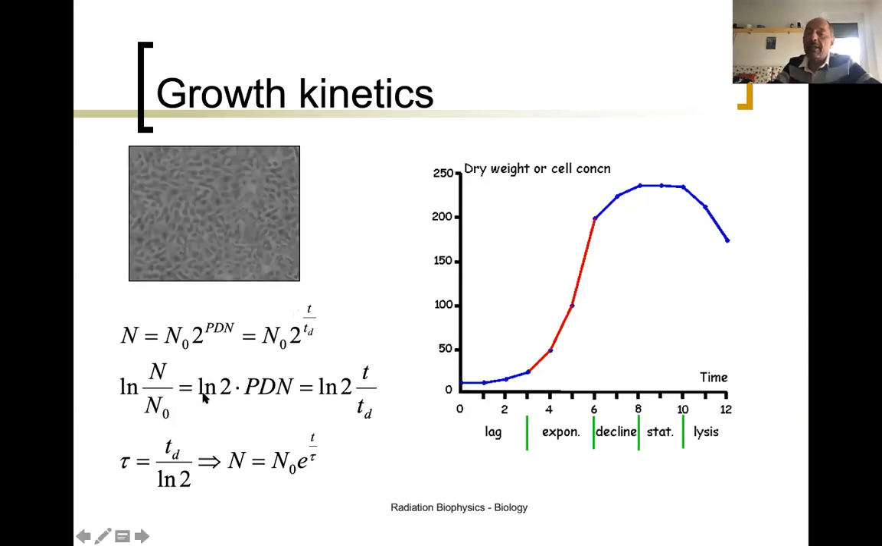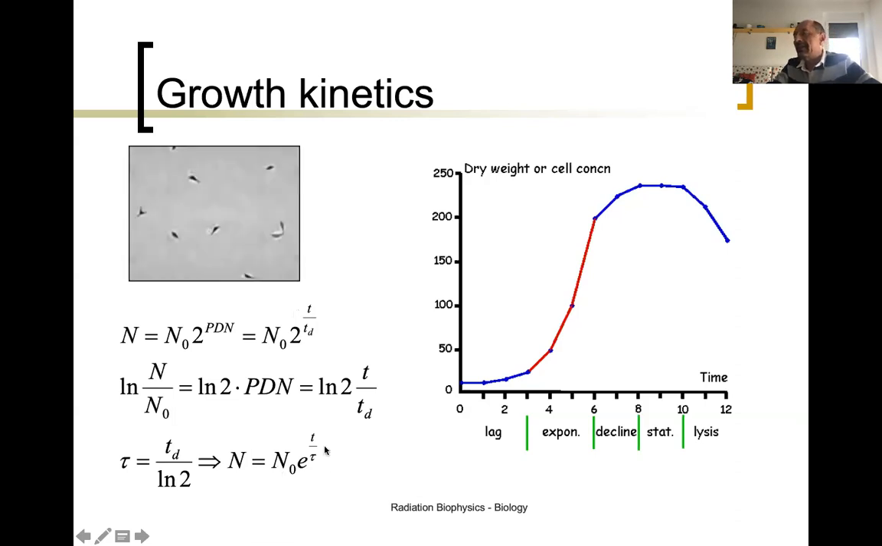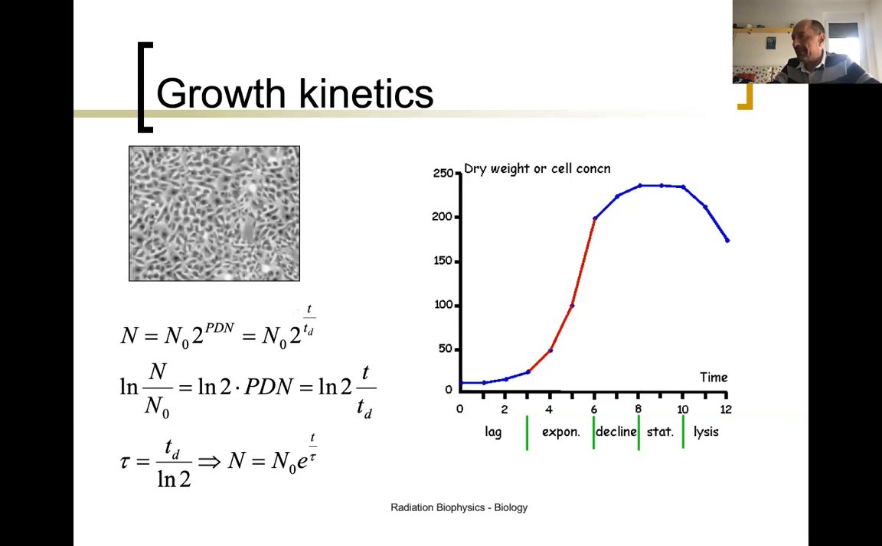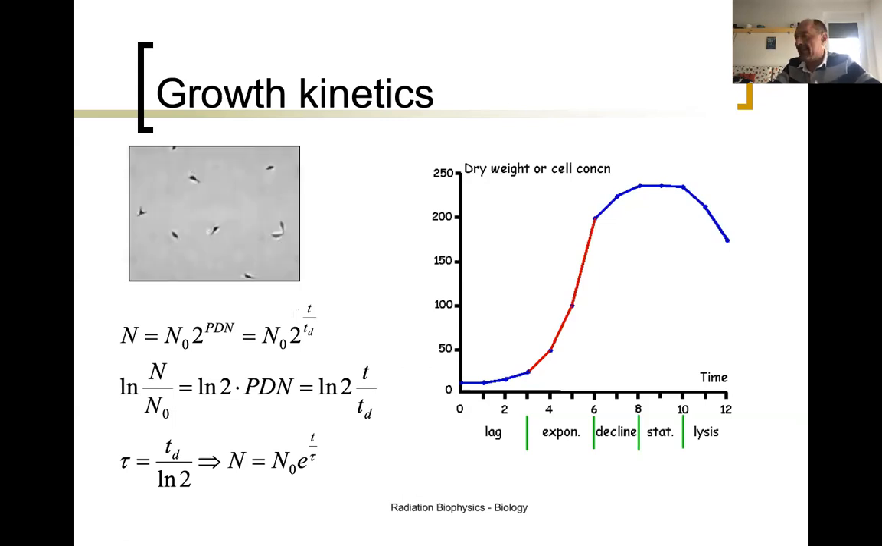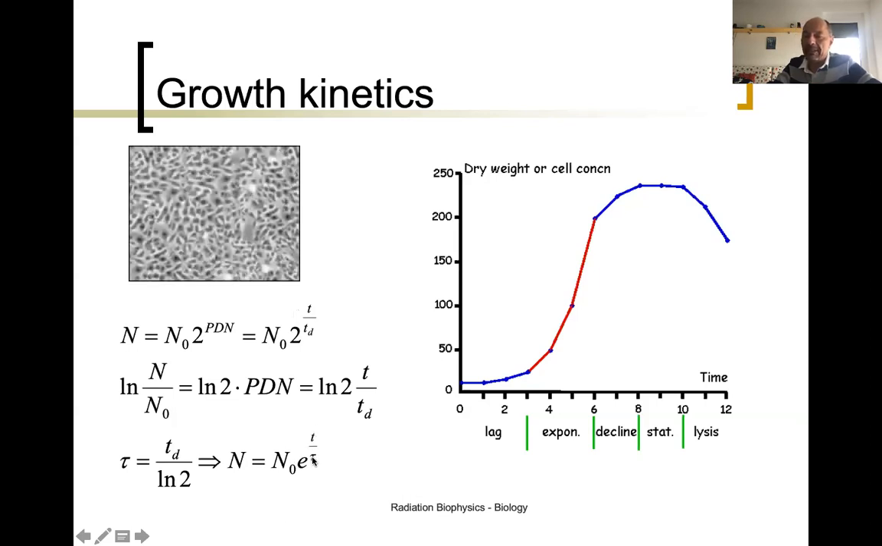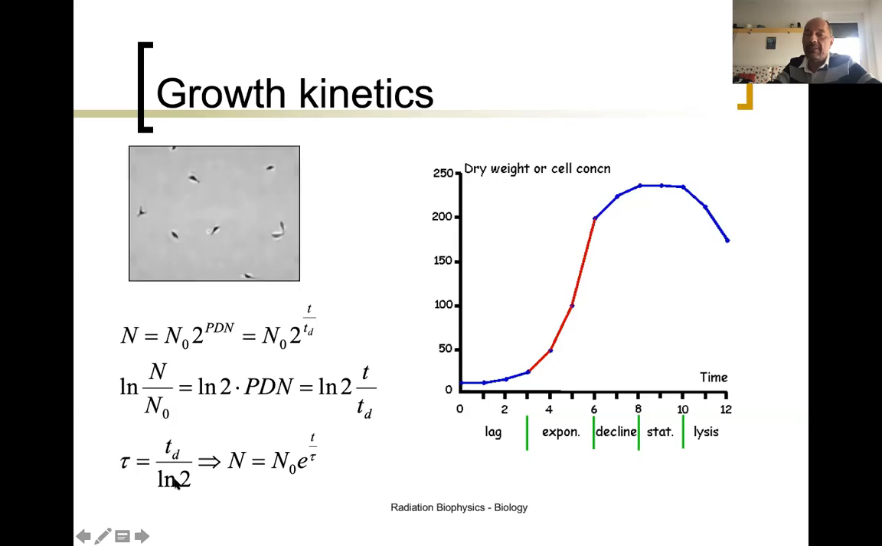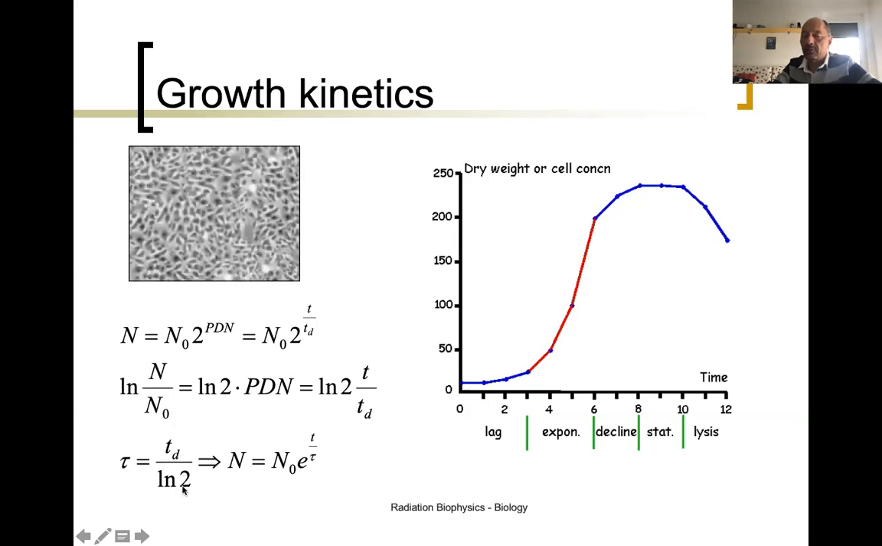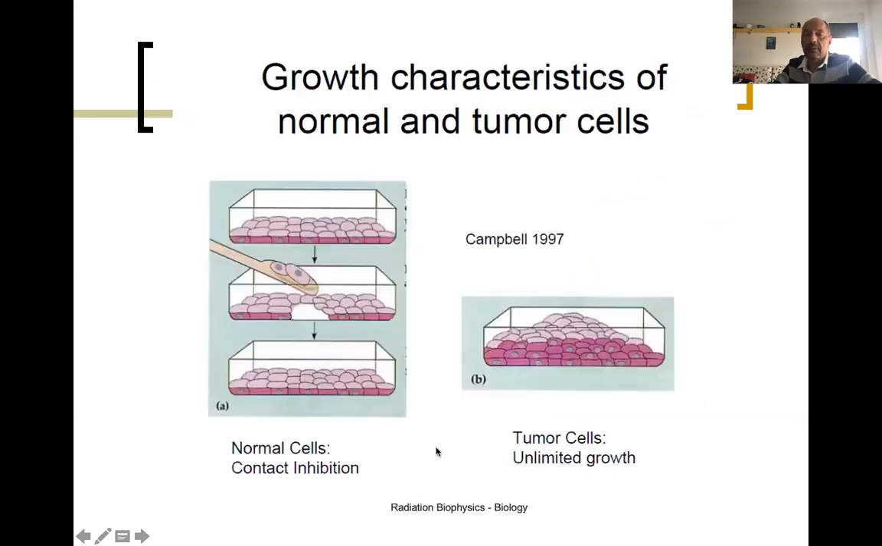Of course, if you like the exponential, the Napier number, then you can write, and this is more familiar, N as N0 e to the T divided by tau. And of course, tau is simply TD divided by the logarithm of 2.